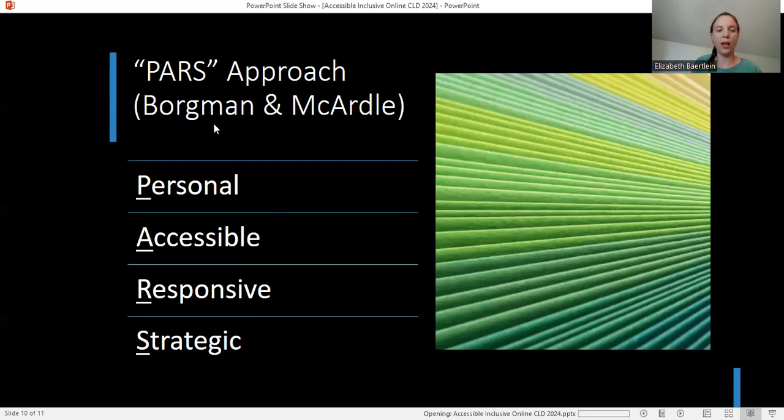Borgman and McArdle wrote a couple of OER textbooks for writing teachers about how to make online writing instruction better, essentially. They came up with an approach they call PARS, which stands for personal, accessible, responsive, and strategic. And I find that this acronym is really useful in helping me design better online courses.